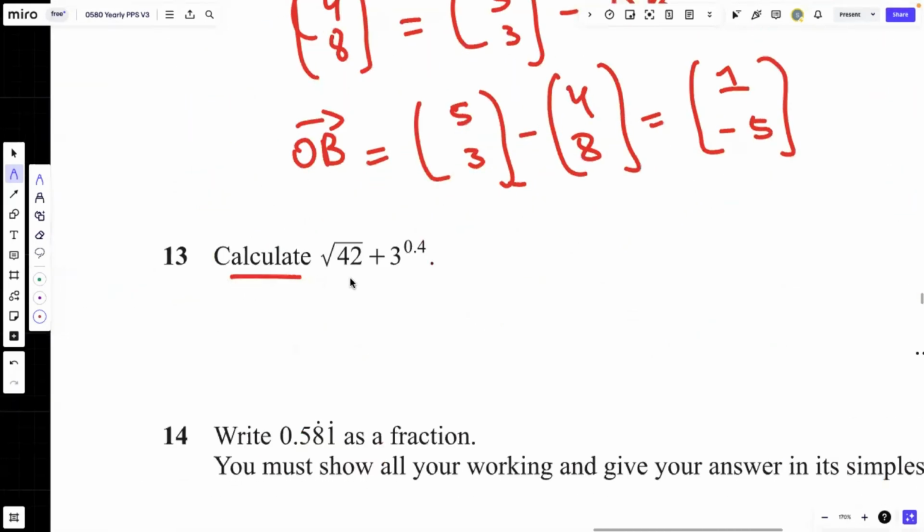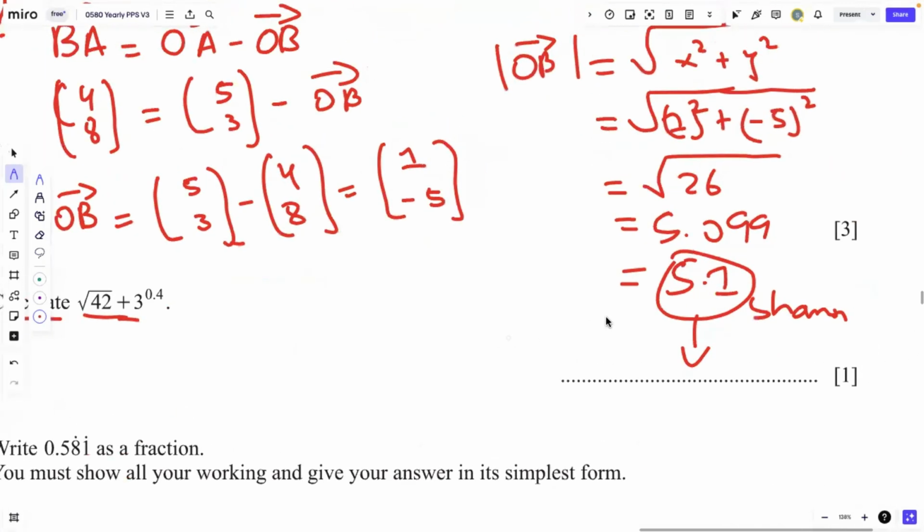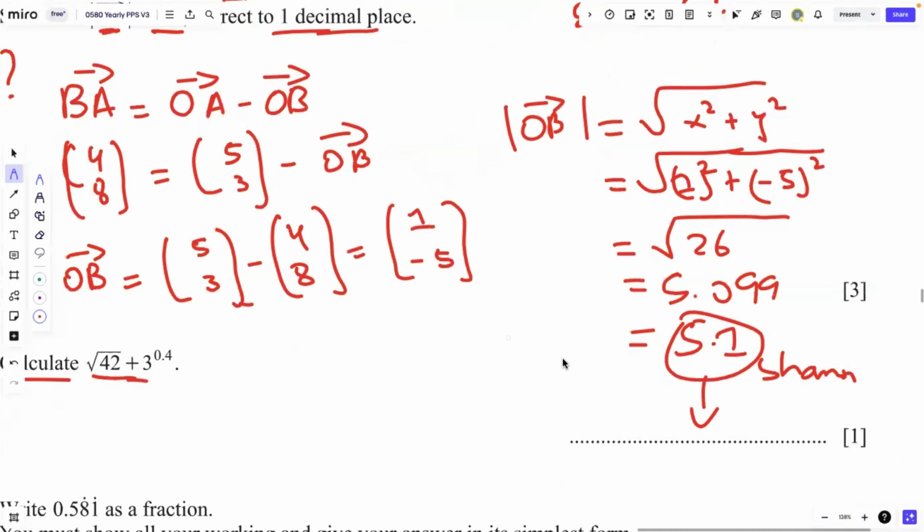Okay, we're supposed to calculate this using a calculator, so this is straightforward. So it's going to be the square root of 42. Then you add a plus separately from the square root, and 3 to the power 0.4. That's going to give us 8.03. So 8.03, that's your answer. And this, by the way, is not the answer for this question.